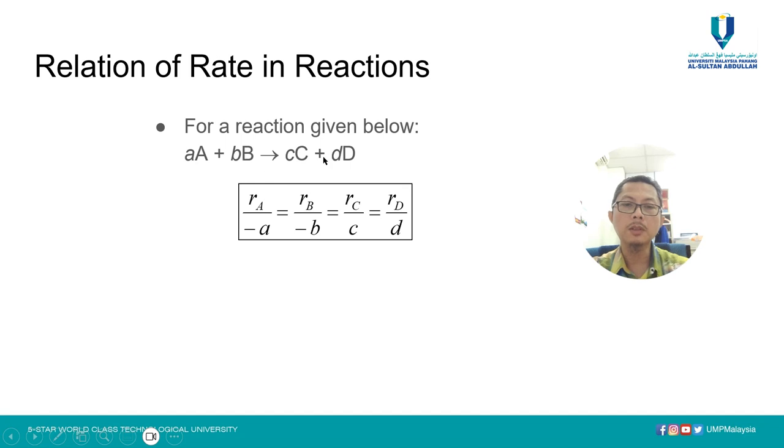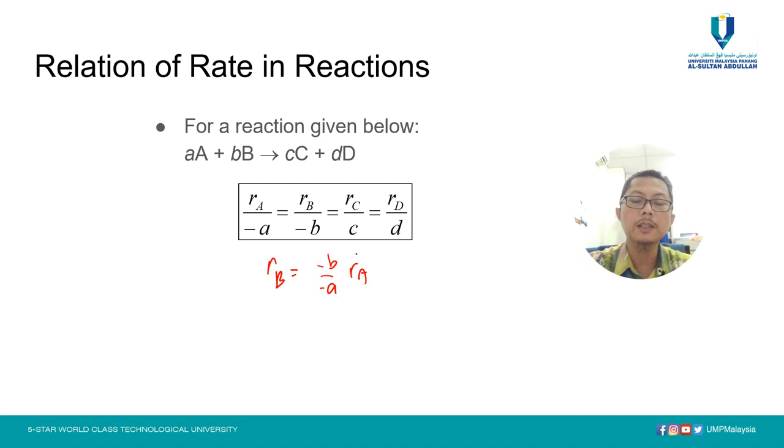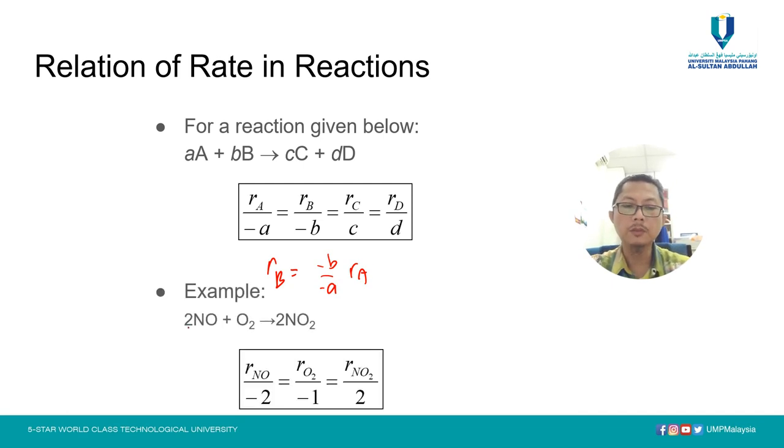Based on the stoichiometry, this relationship will be used. So let's say if you want to find out the rate of B, you can use this equation, based on the rate law of A. rB will be negative b per negative a times rA. For example, if you have 2NO plus oxygen to form 2 nitrogen dioxide, you have this correlation.